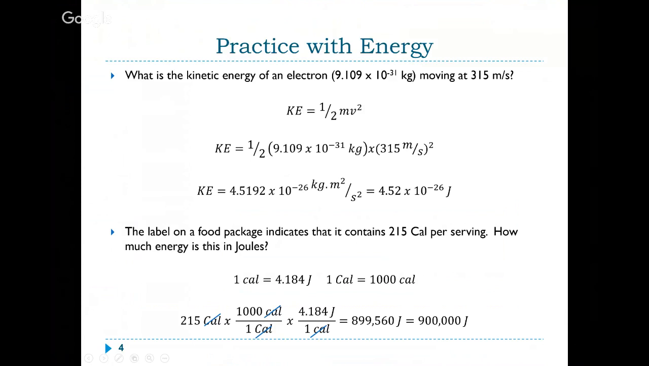So how much energy do we get from eating something that has 215 calories per serving? Well, we multiply everything on the top, divide by everything on the bottom. Rounding to 3 significant figures says 900,000 joules of energy are associated with this. To put that into scientific notation, to show the 3 sig figs, it would be 9.00 times 10 to the 5th joules. So this gives us more energy than the energy it took to stop that car. Think about that for a minute.